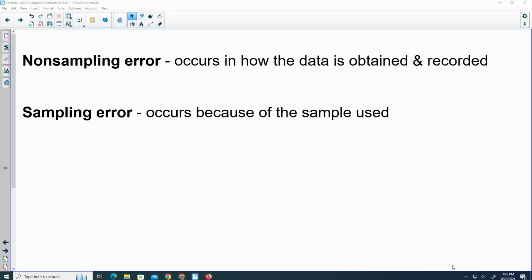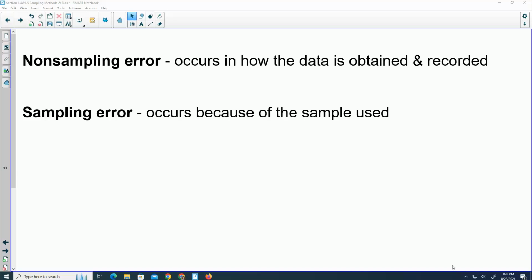So non-sampling, it's not my sample, it's some other issue. How I ask the question, I may type it when I write it down, something like that. Sampling is because I have a bad sample. So if I ask you guys, how much do you study? Well, you are in a college level class. Do you think you are more likely to spend time outside of the classroom doing homework than some of the other people in our high school? Absolutely.